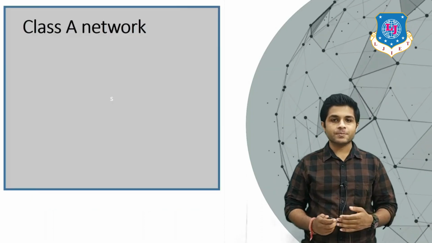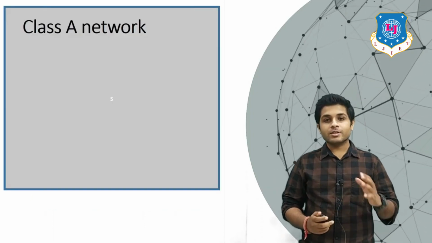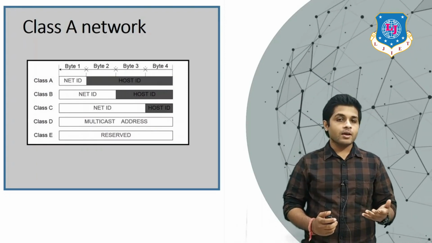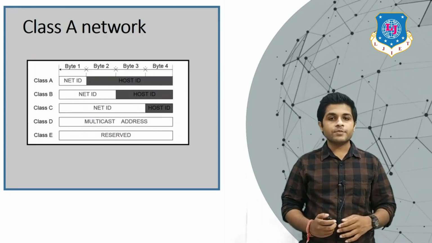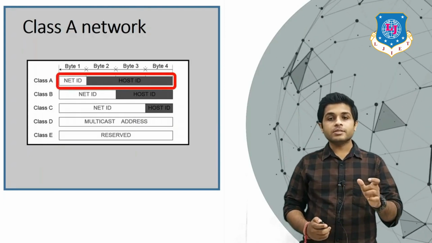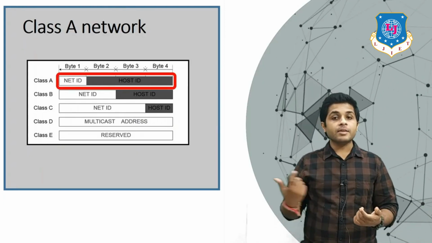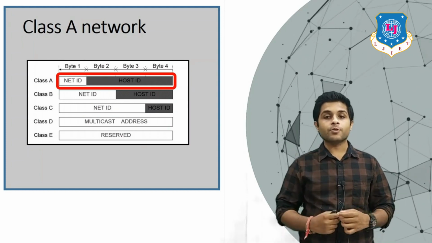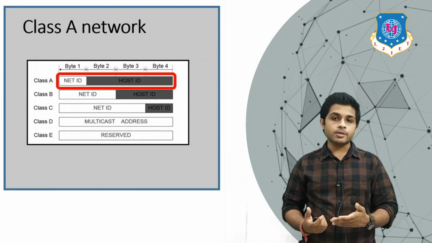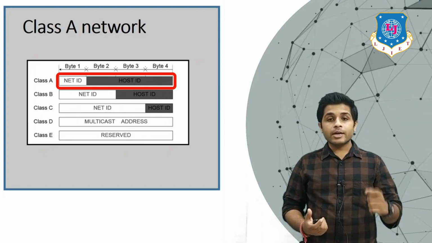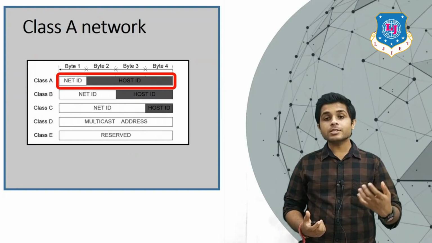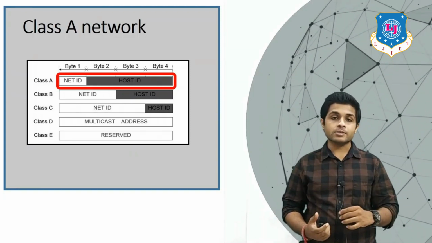We know that the total IP addresses are divided into 5 classes, and right now we are only interested in class A. In class A, the first 8 bits are for the network ID and the remaining 24 bits are for the host ID. So what information do you get from the network ID and the host ID? The network ID will tell you how many networks are possible in the given class.